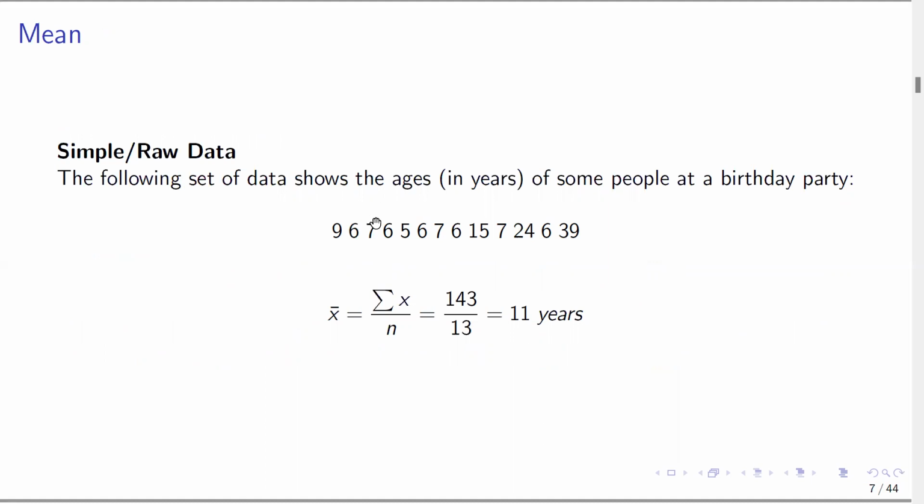So you simply sum up all of these data points individually, and there are 13 of them: 1, 2, 3, 4, 5, 6, 7, 8, 9, 10, 11, 12, 13. So n is 13. You simply find the mean by summing these points to get 143, and you divide them by the total number of counts, which is 13. So the average age of people who are at the party is 11 years.